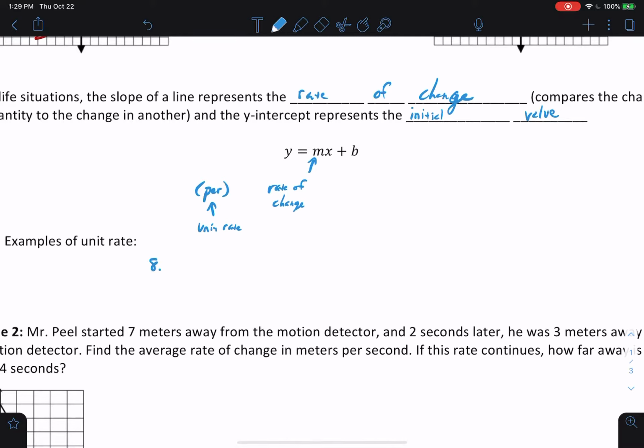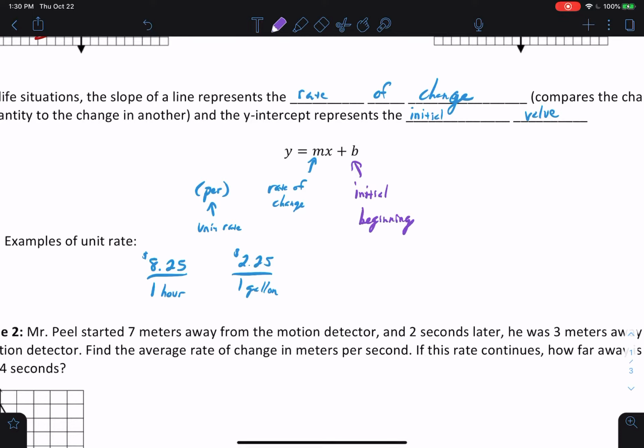You could have $8.25 per 1 hour. All right, the cost of gas, you could have $2.25 per 1 gallon. All right, so it's when you're comparing a quantity to another and then your denominator has that unit of a 1. Okay, and the b value, this is my initial value. This is my beginning.